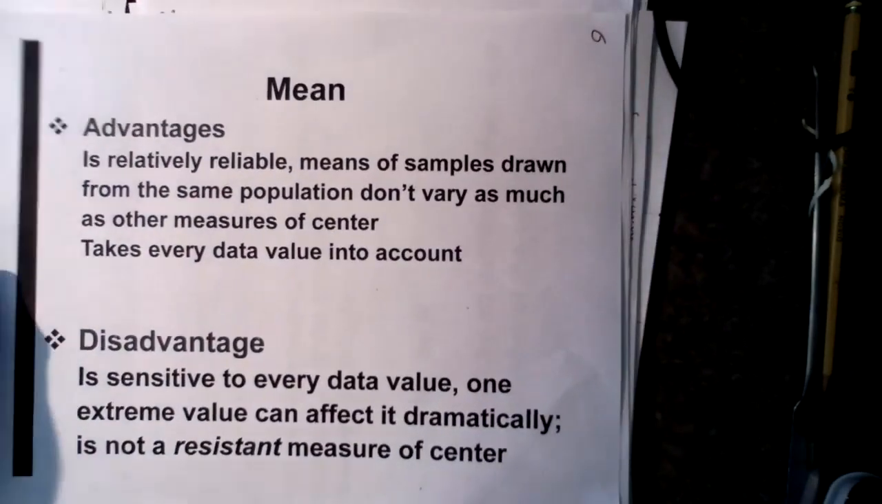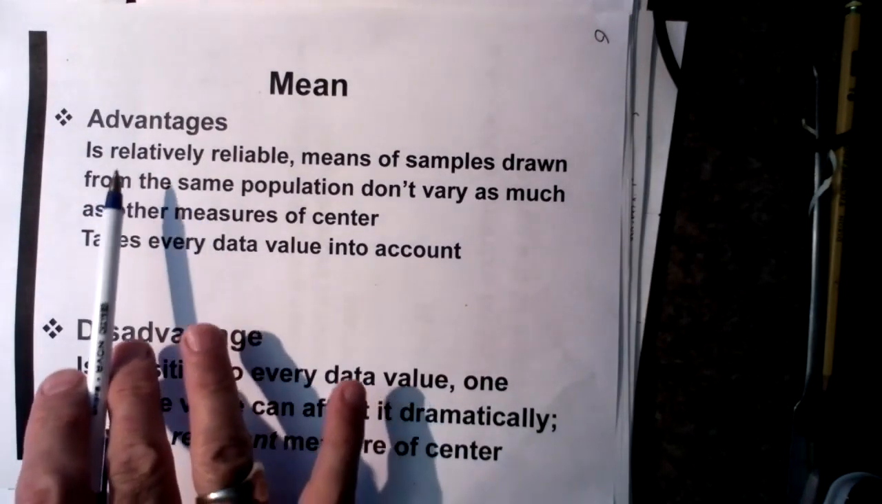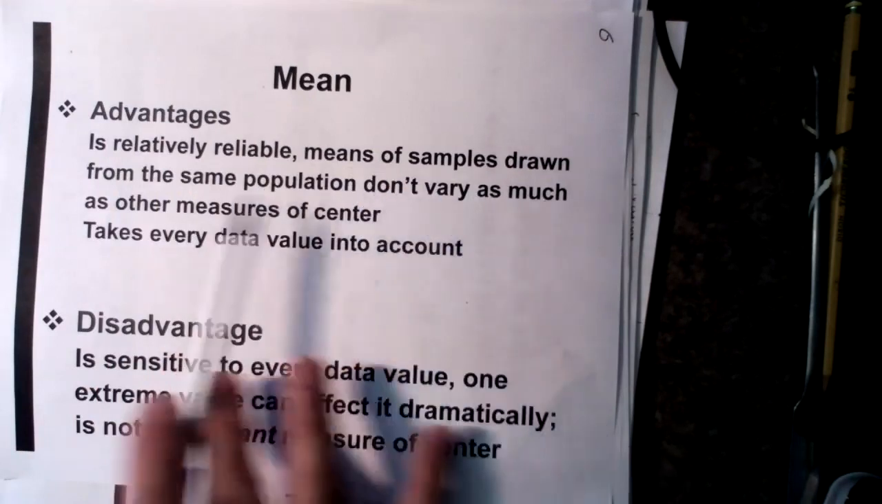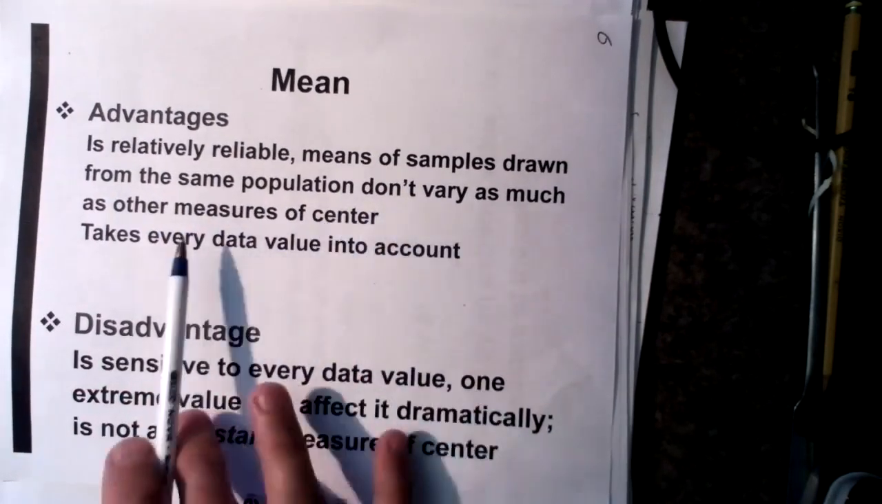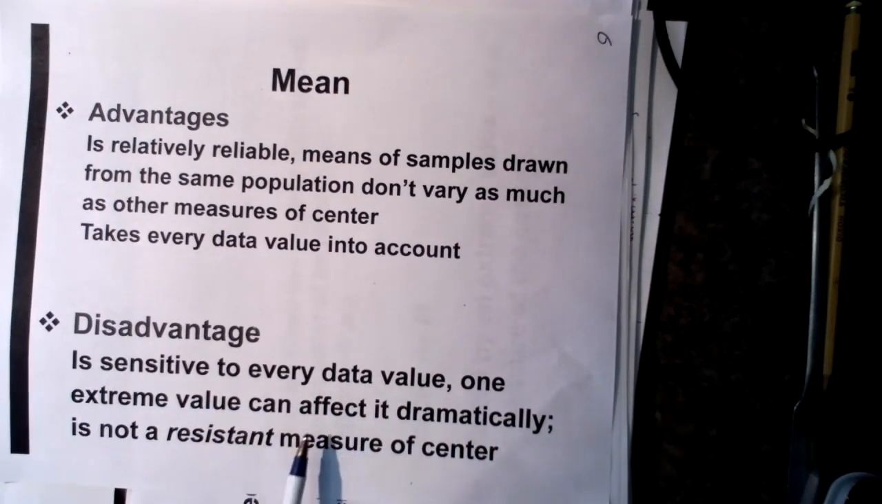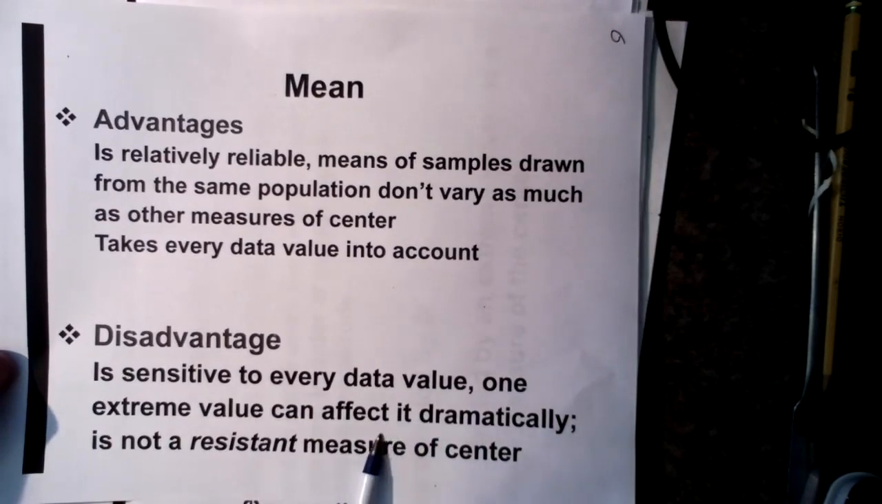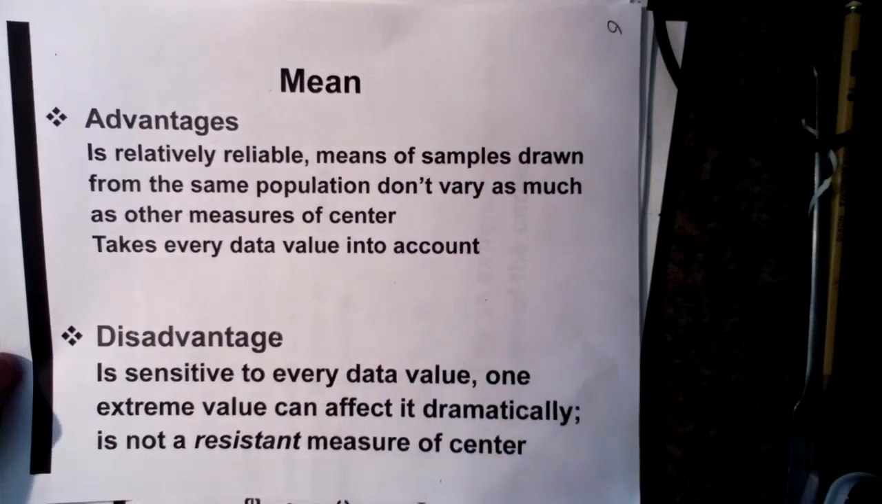What are the advantage and disadvantage of the mean? The advantage is that it is relatively reliable, meaning that samples drawn from the same population do not vary as much. The disadvantage is that it is very sensitive to every data value. One extreme value can affect it dramatically; it is not resistant. I'll show you by example. An outlier normally affects the mean, and I'll tell you what an outlier is.